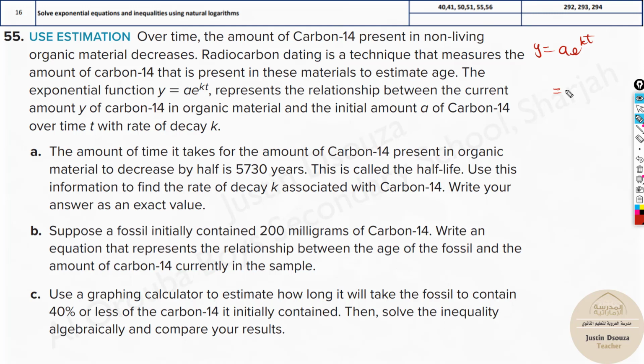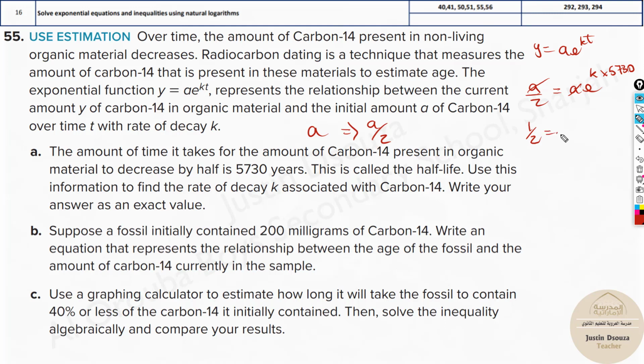Now if I have an initial amount of, say, 1, after 5,730 years, what will be the amount? It'll be half of this, isn't it? Because it undergoes decay, half-life. So here y will be half of a, so I can write this as a by 2. This will be a. And what is e? e is a constant. k is the unknown value, that is what we are solving, the rate of decay. And the time over here given is 5730. Now this a and a cancels when you divide both the sides by a.